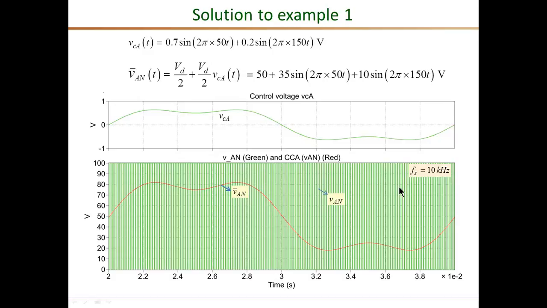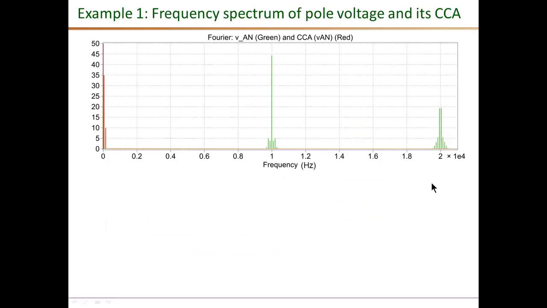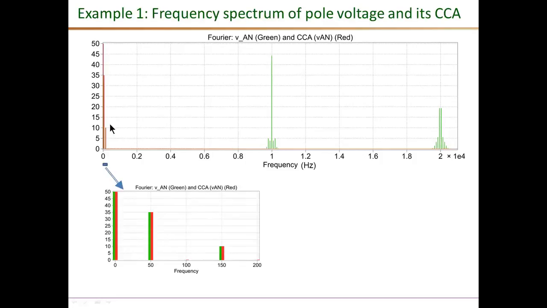And also note that I'm using a switching frequency of 10 kilohertz in this simulation. So here is the frequency spectrum of both of these instantaneous and average VAN. The green waveform is the FFT of VAN instantaneous, and the red is the FFT of VAN average. If you zoom in near the low frequency region, you can see that both of these waveforms have a large DC offset, 50 volts, 100 volts over 2, as expected.